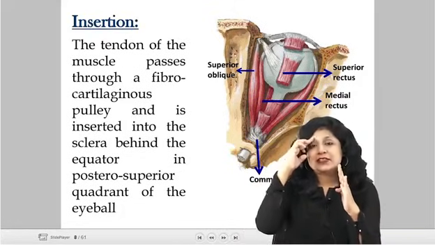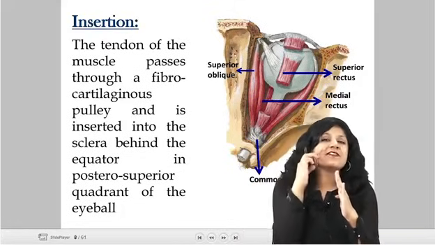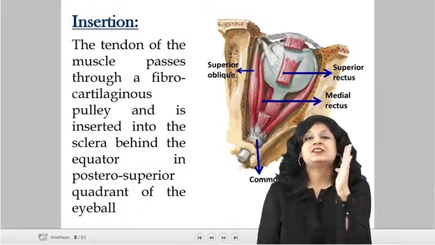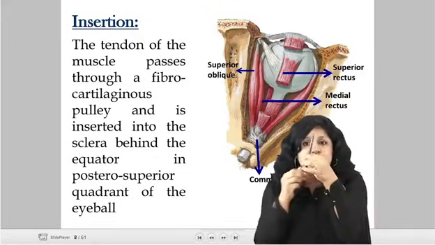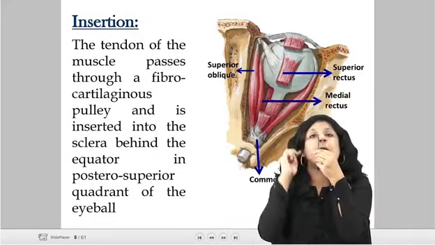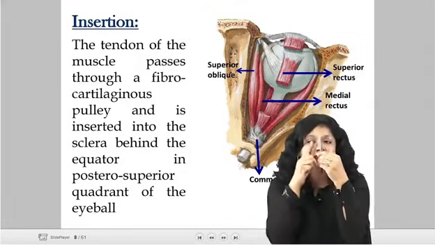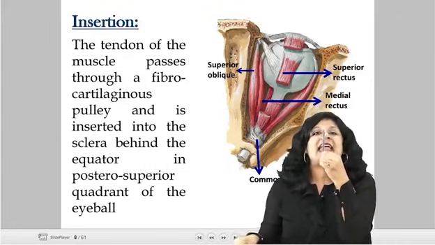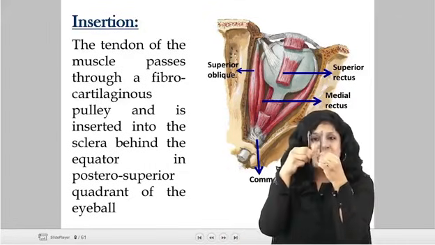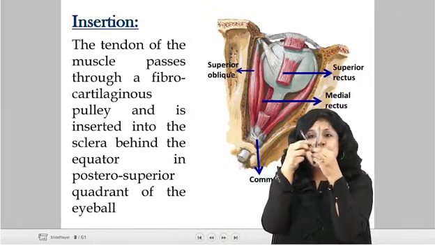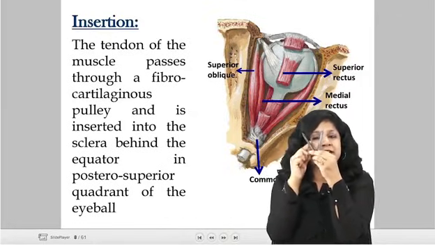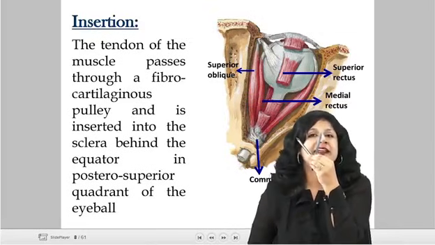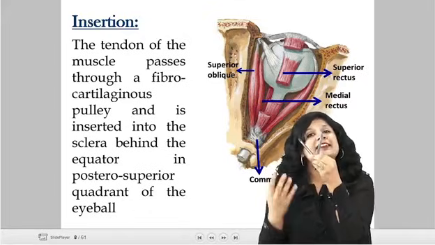But if I talk about the superior rectus and the inferior rectus, they are just at a very small angle, that is 23 degree. So suppose this is your optical axis, right? It's passing through the center. So basically the axis of the rectus muscle is not like this, it is at a very small angle, and that too laterally, and what is that angle? 23 degree.